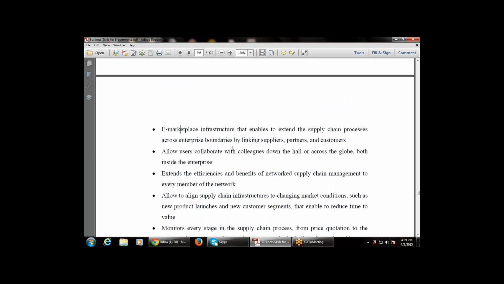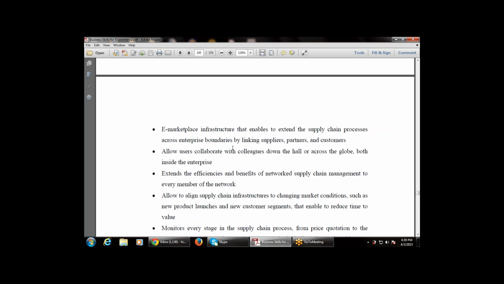e-marketplace infrastructure. The first solution is the e-marketplace infrastructure, an electronic base that enables extending the supply chain processes across enterprise boundaries by linking the suppliers, partners and customers.